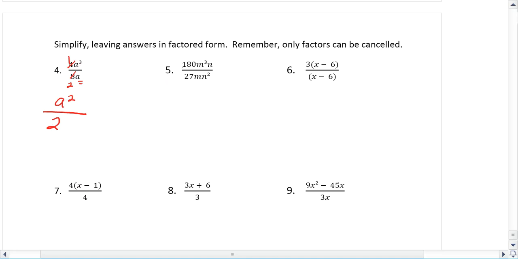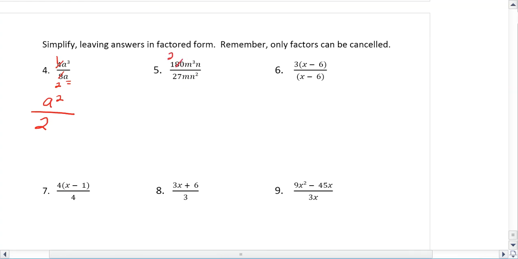Now example 5, we have to reduce 180 m squared n over 27 m n squared. We have to take care of the m's and take care of the n's, and you always need to ask yourself how many are left and where are they located, in the numerator or denominator. 9 goes into both 180 and 27. 9 goes into 180 20 times. 9 goes into 27 3 times. So I have a 20 for my number on the numerator. This m takes out one of these, so it becomes m squared. This n takes out one of these, so I'm left with 3n in the denominator.